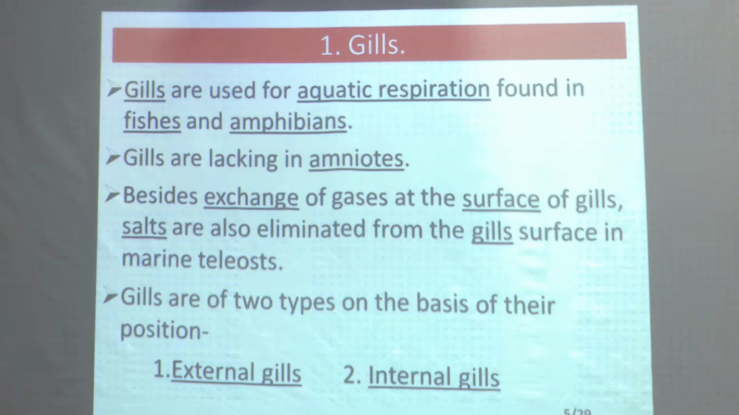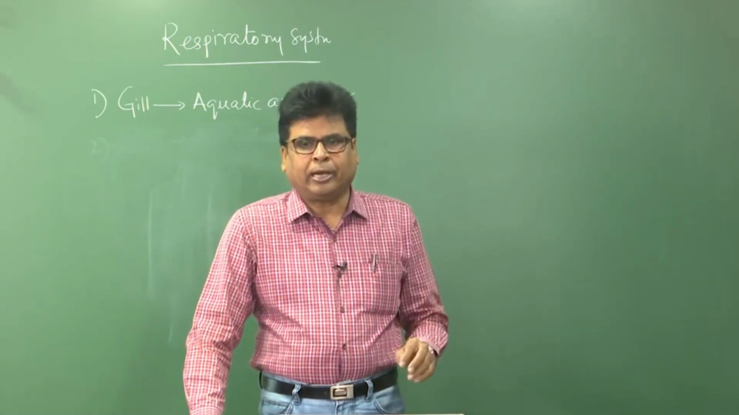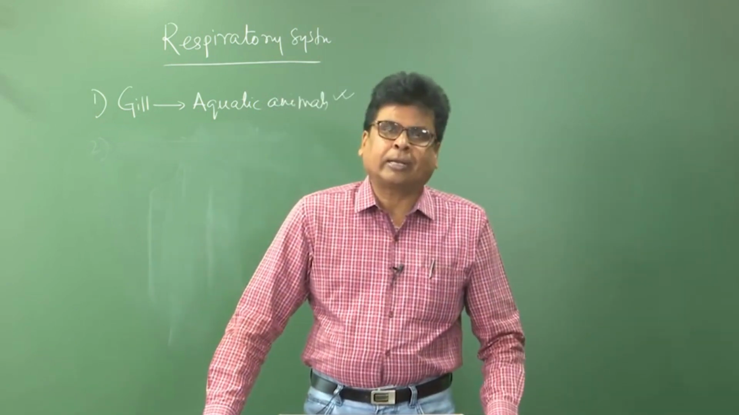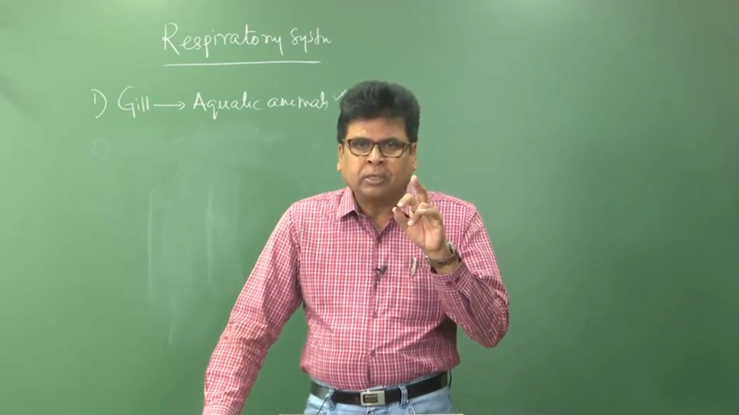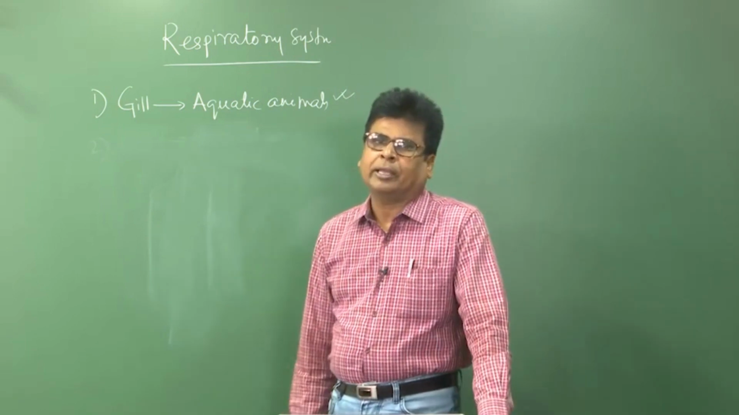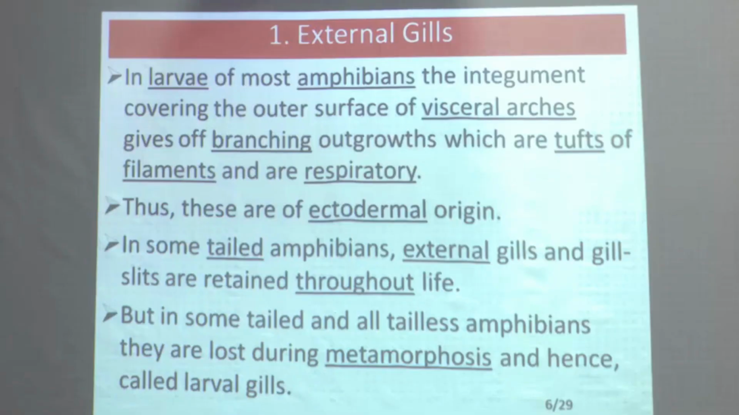Okay. So now it is observed that these gills are of two types on the basis of their position, where they are present. So if they are present to the outside of the body, this is known as external gill, and if they are present inside the body, this is known as internal gill. So gills are of two types: external gill and internal gill. So let us start with the external gill. So we shall now discuss about the external gill. Okay. So that means the gills are present outside the body. So this is the external gills.